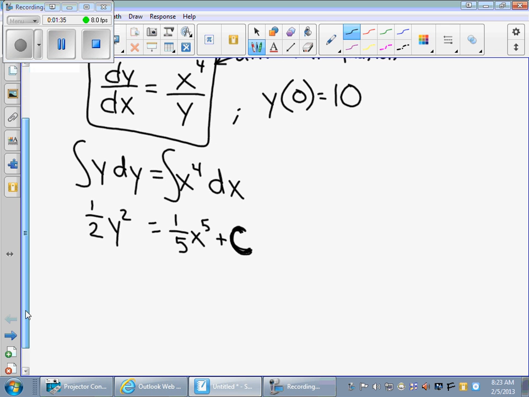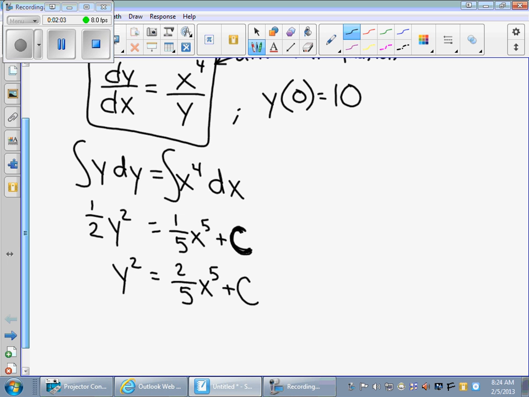After I separate and then integrate, now I just go ahead and solve the problem for y. So I can multiply everything by 2 to get rid of the 1/2. And as weird as it sounds, 2 times c is still c, because really c is just representing a constant. So when I multiply it by 2, I get another constant. But since I don't know what it is in the first place, it doesn't really matter. I just go ahead and write c.